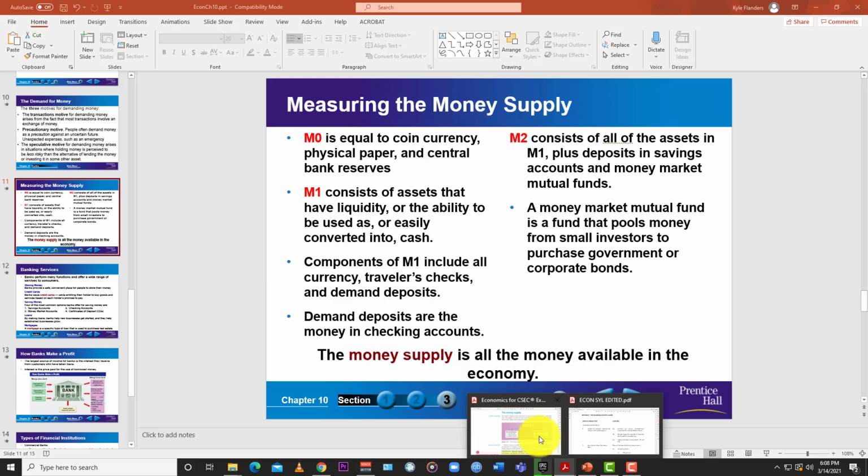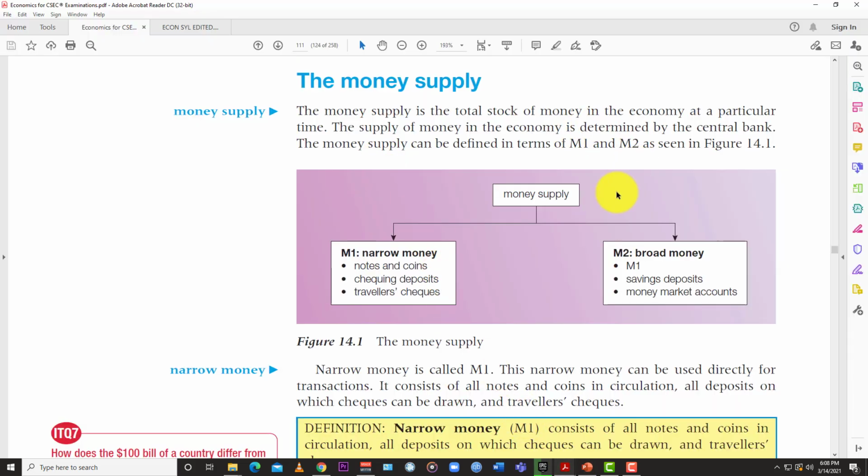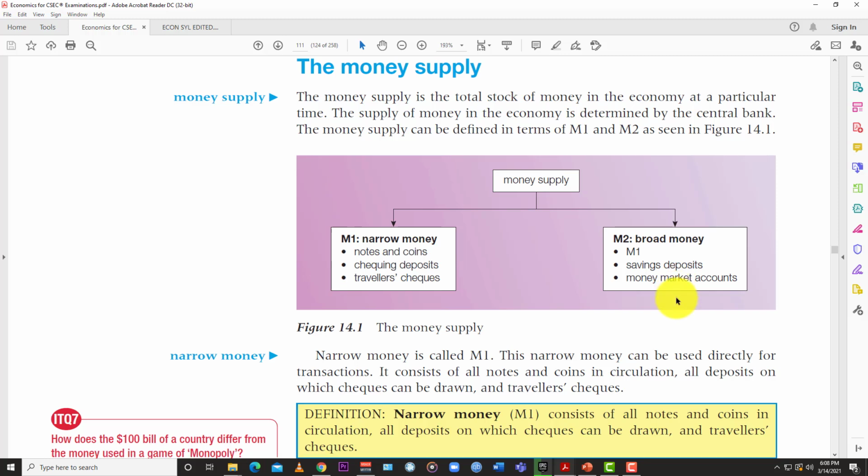So let's look at the textbook a little closer and see what they continue to say here. Remember I said that the textbook did not really look at M0, but we look at M0, which is just the currency, the paper, and the coins, and also the reserves in the central bank. M0 is the narrowest money, but M1 is narrow money also, and M2 is what we call broad money. M1 is notes and coins, plus checking deposits, plus traveler's checks. M2 contains all of M1, plus saving deposits and money market accounts.